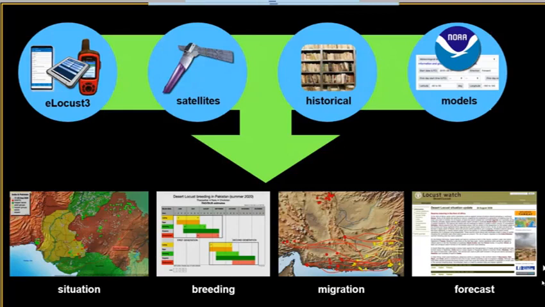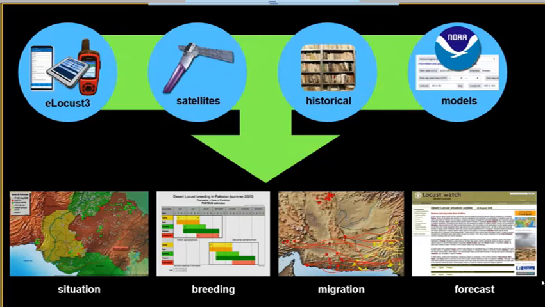Now, if we come back again to the operations, the services that FAO provides to Pakistan. You can see on top there the different types of data that's feeding into our system. So we have the eLocust 3, we have the satellite data I mentioned, we have historical data that goes back to the 1930s, so 100 years of data, and we have models.